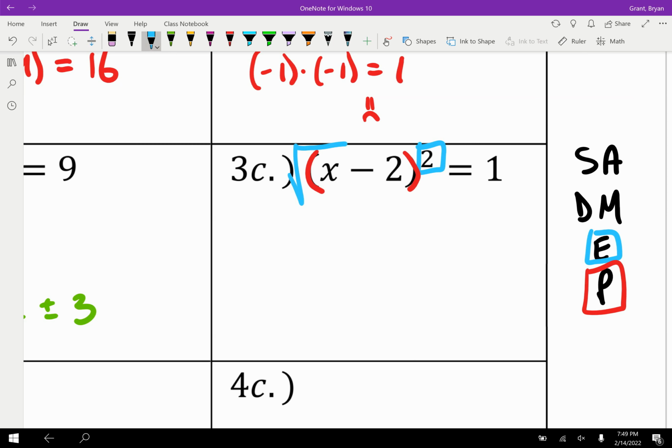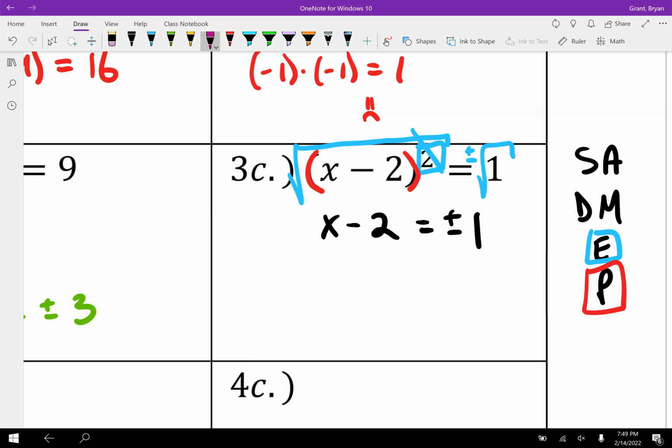So we're actually going to start by taking the square root of each side. Don't forget your plus minus here. These cancel, leaving you with x minus 2 equals plus minus... what is the square root of 1? Well, hopefully you said it's 1. 1 times 1 is 1. Nothing bad at all.